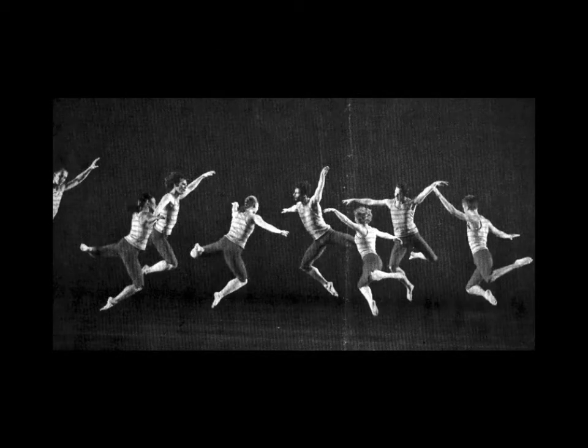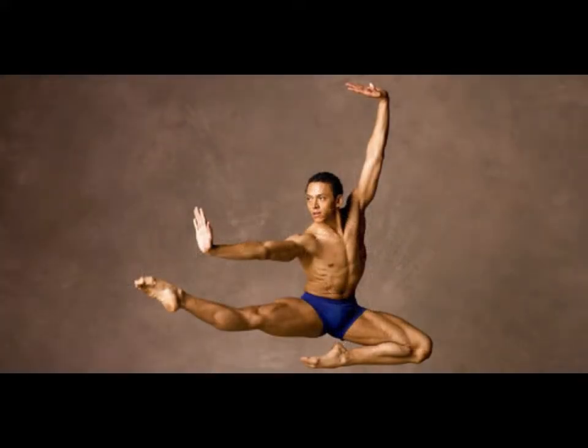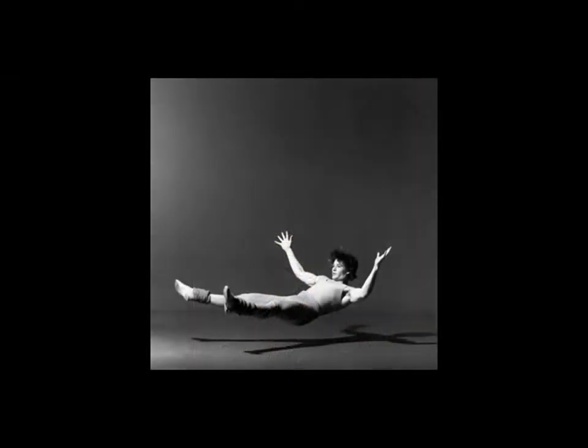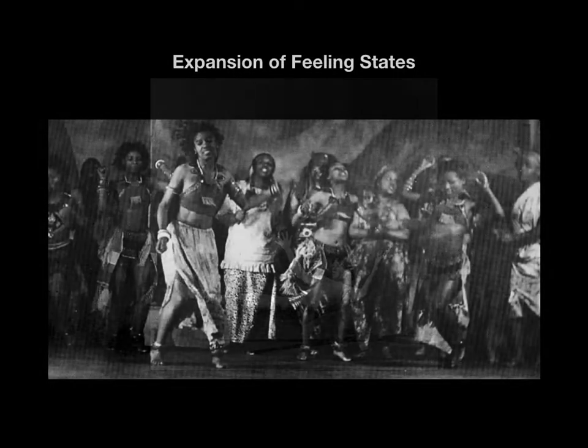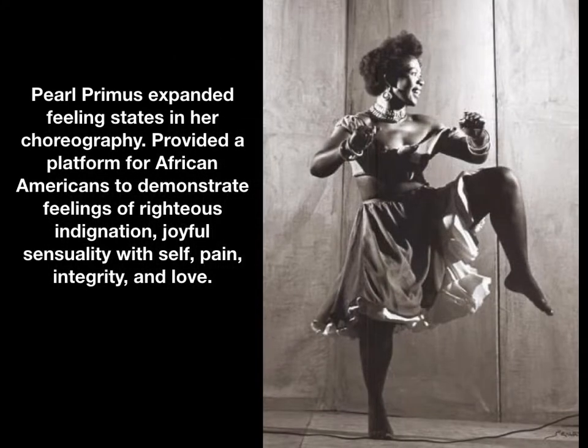Number 22, expansion of the definition of feeling states. When we talk about feelings, we think happy, sad, mad, glad. But Susanne Langer, S-U-S-A-N-N-E Langer, L-A-N-G-E-R, expands that concept. She writes, everything can be felt, from physical sensation, pain and comfort, excitement and repose, to complex emotions, intellectual tensions, or the steady feeling tones of conscious life. Pearl Primus expanded feeling states in her choreography. She provided a platform for African Americans to demonstrate feelings of righteous indignation, joyful sensuality with self, pain, integrity, and love.